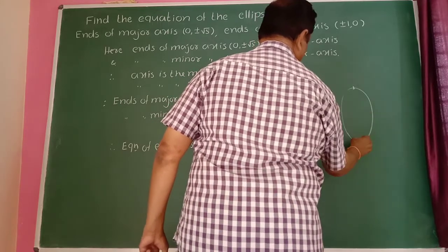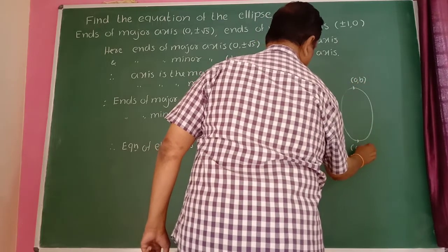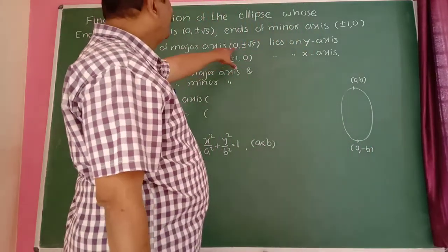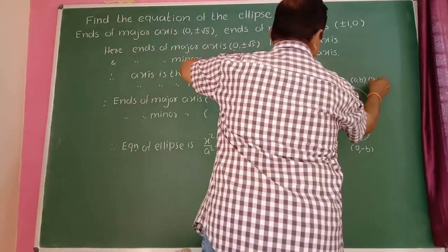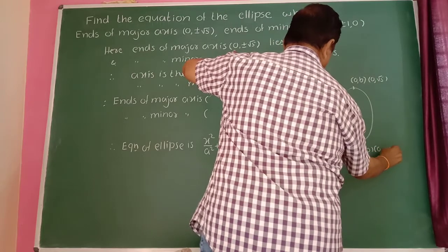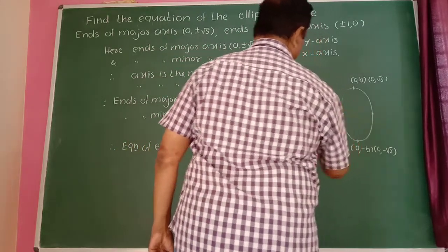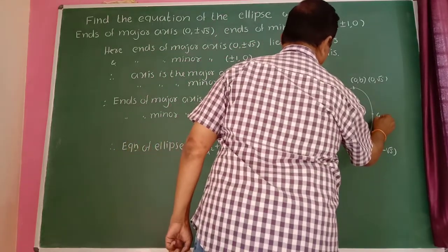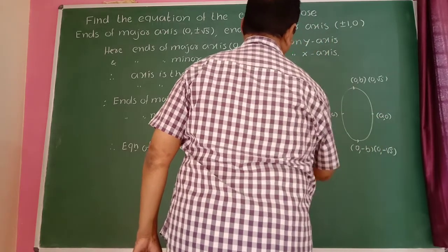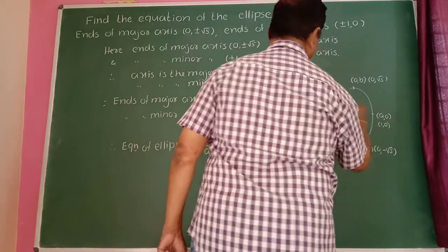Okay, here these are the points 0, b and 0, minus b. In this case they given here 0 plus or minus root 5, means this value 0, root of 5, and here 0, minus of root 5. Then ends of the minor axis: a, 0 and minus a, 0. In this case it is minus 1, 0 and here plus 1, 0.